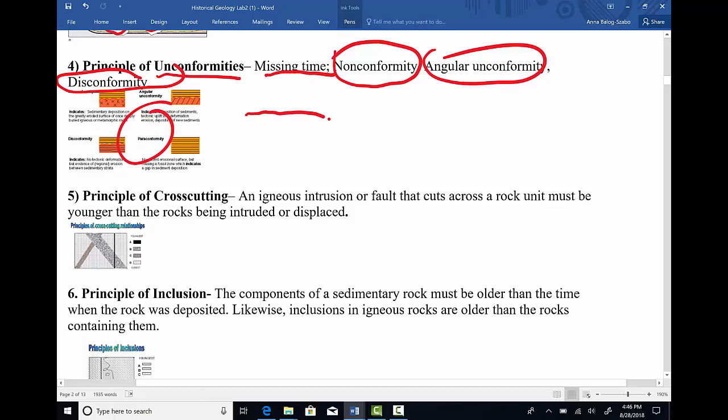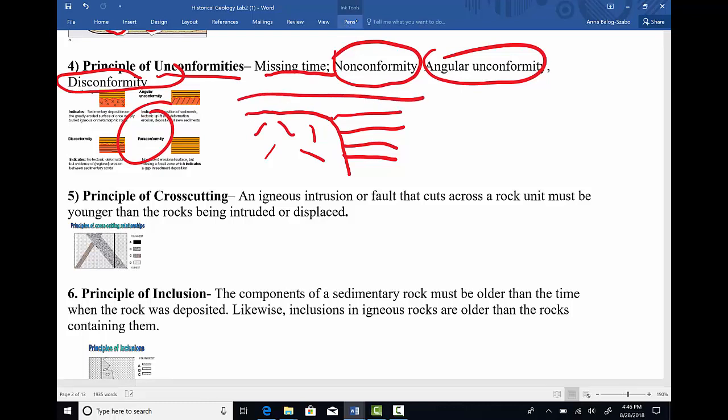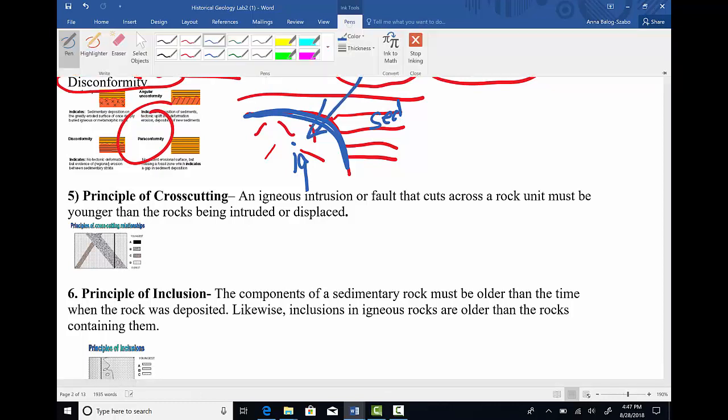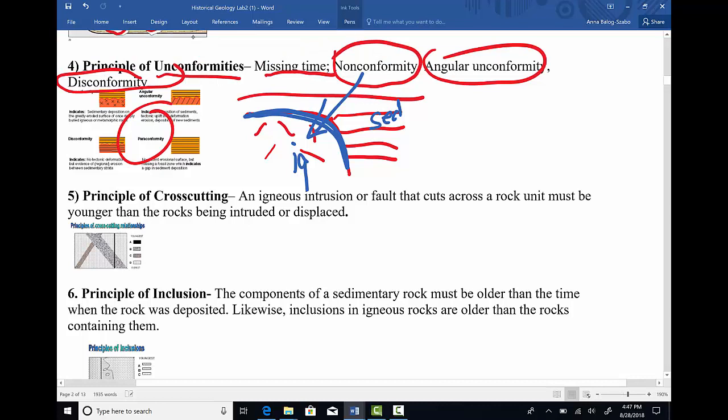If you have an igneous rock, this is the way you show igneous rocks. Sometimes you could put X's, that's igneous rock also. And then after that, sedimentary rocks come on top of it. This boundary here, and I'm going to change the color to blue so you understand it better, is the nonconformity, because this is igneous rock and this is sedimentary. Whenever you find igneous rocks touching sedimentary rocks, it's going to be a nonconformity.